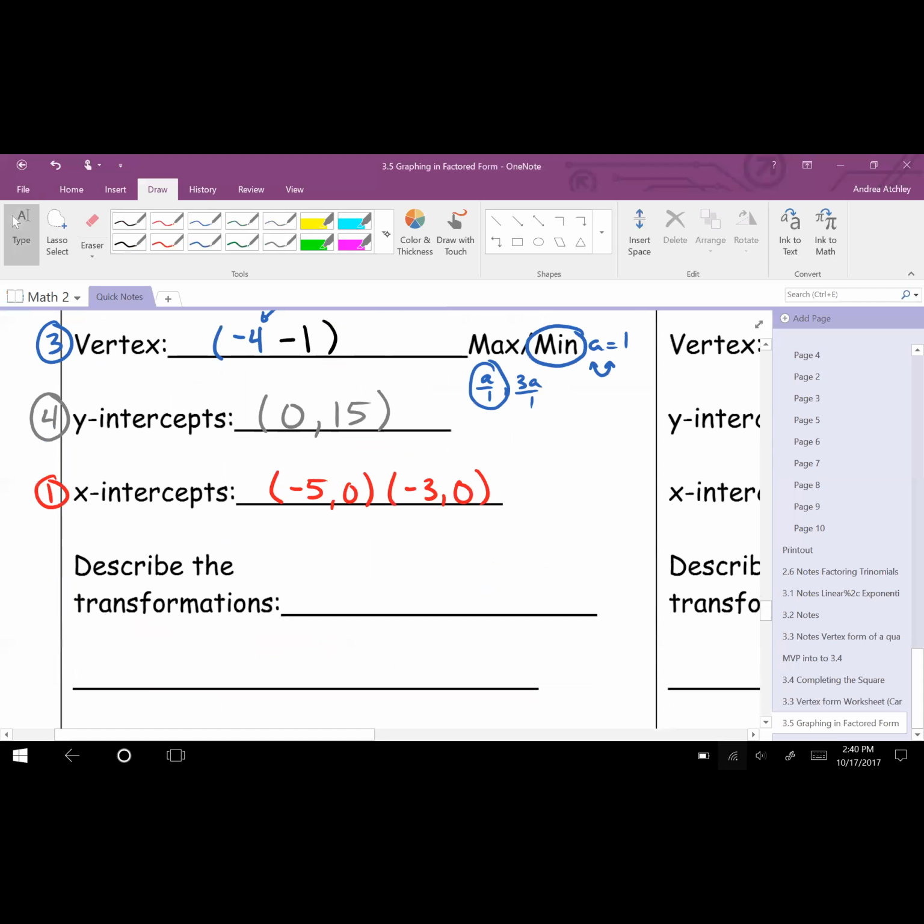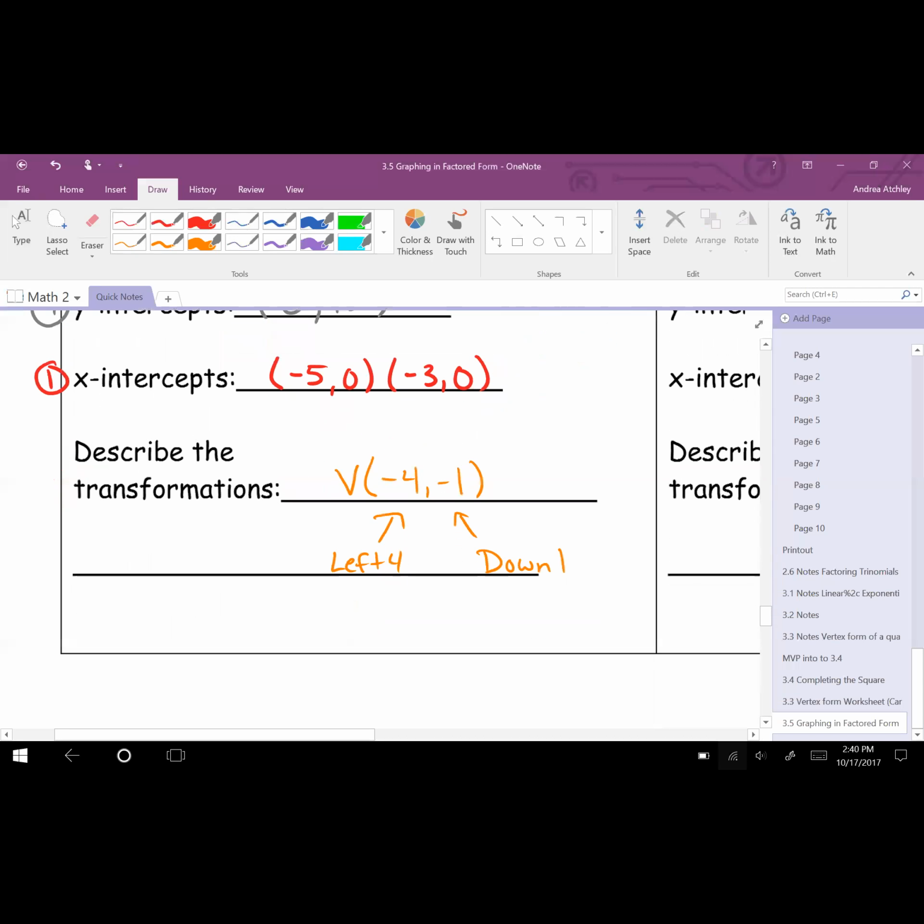Then I can do my transformations. My vertex was at -4 and -1. So that is left 4, down 1. And my a value was 1. So nothing changed. It wasn't stretched or shrank, or it didn't reflect at all because it wasn't negative. So we don't need to change anything for that. Any questions?